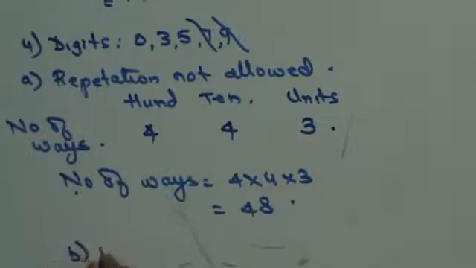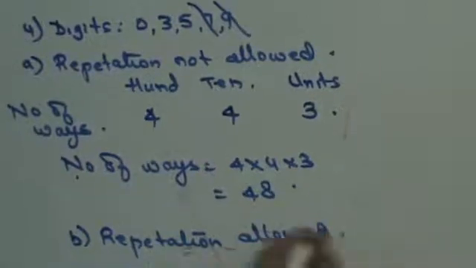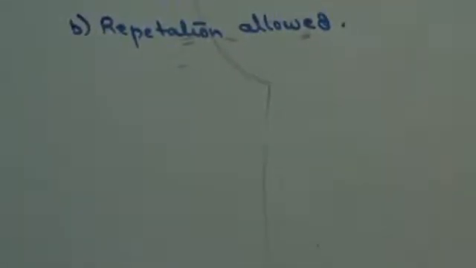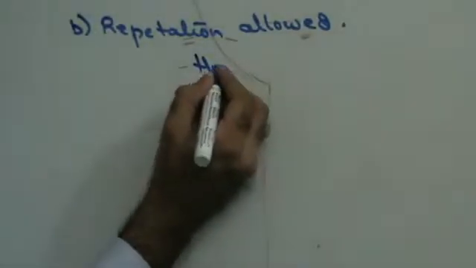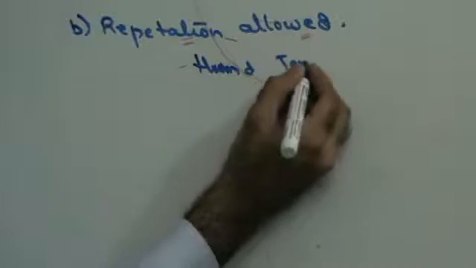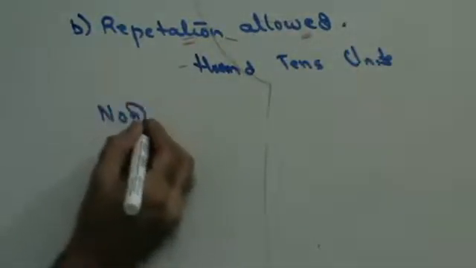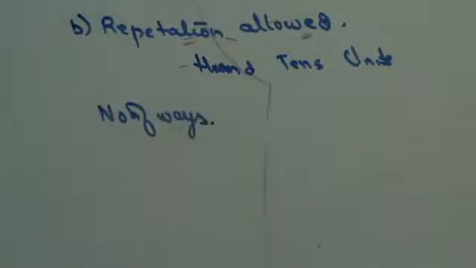B part of the question. Repetition allowed. If repetition is allowed, you will still have hundreds place, tens place, units place, number of ways. Now let's see this.